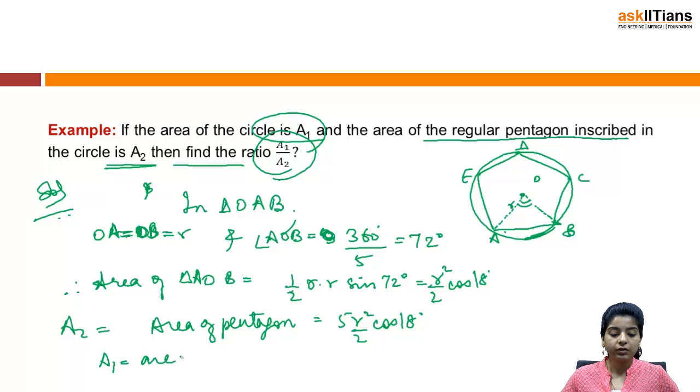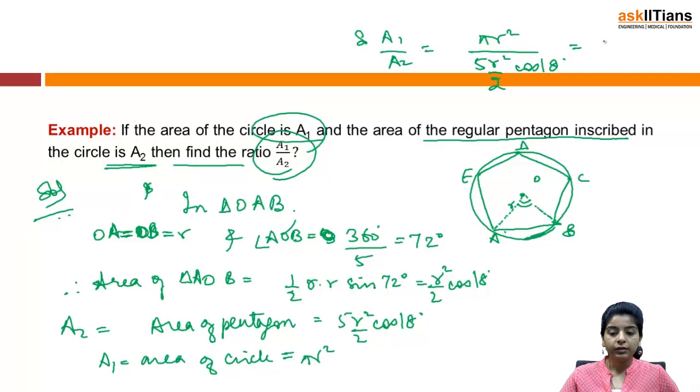And A1 was the area of the circle, which is pi R square, right? So A1 by A2 would be equal to pi R square by (5 R square by 2) cos of 18 degrees. R square gets cancelled, so I get it as 2 pi by 5 sec pi by 10. This is what we get as the answer. So see, the question was simple. We just had to find the values of A1 and A2, that is, the area of the circle and the area of the pentagon.